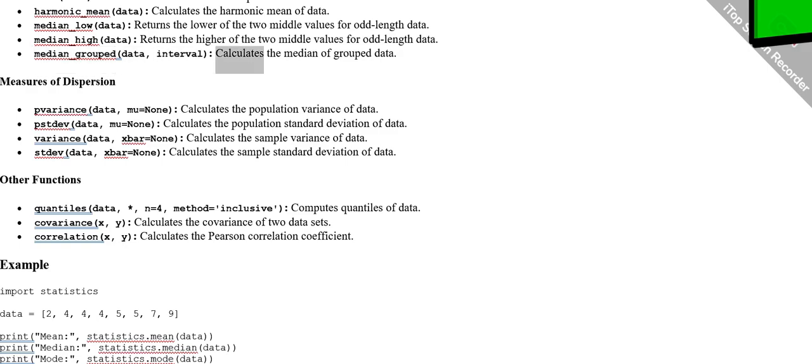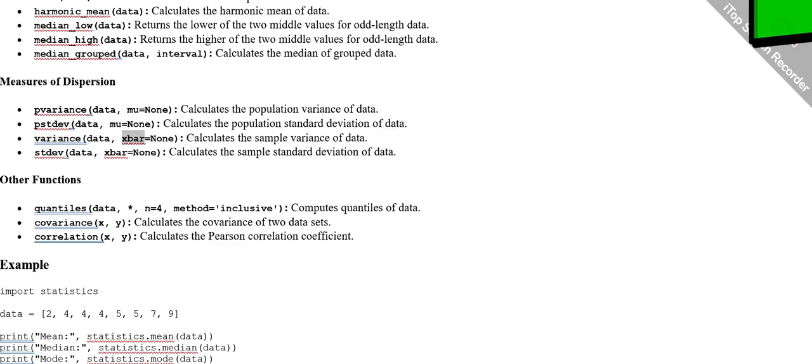median_grouped(data, interval) calculates the median of grouped data. Measures of dispersion. variance(data, mu=None) calculates the population variance of data. stdev(data, mu=None) calculates the population standard deviation of data.